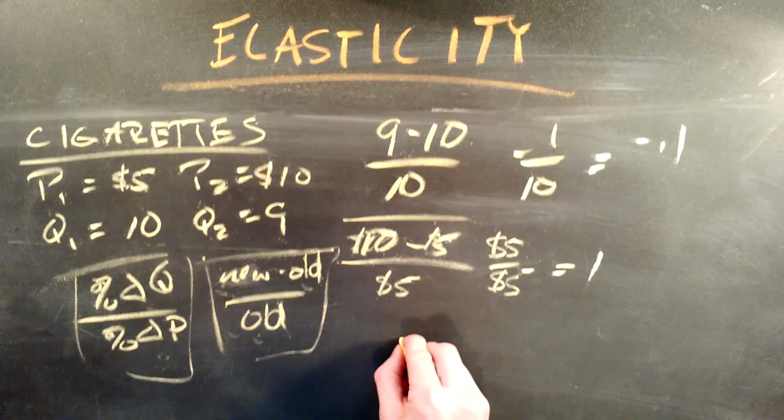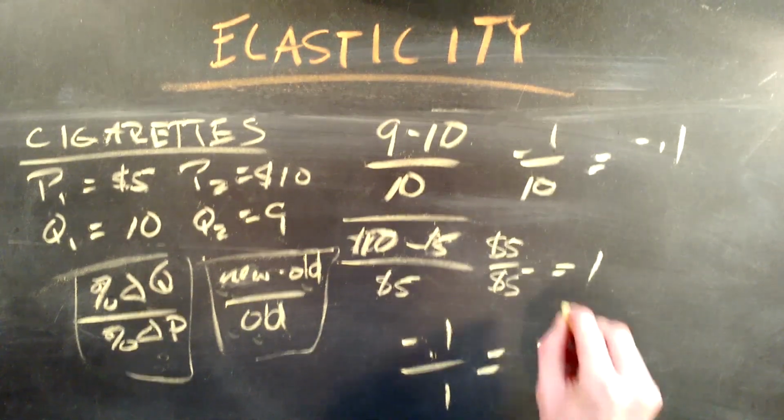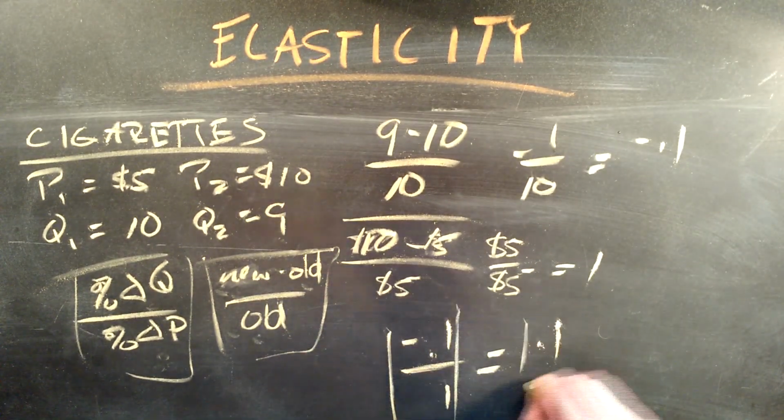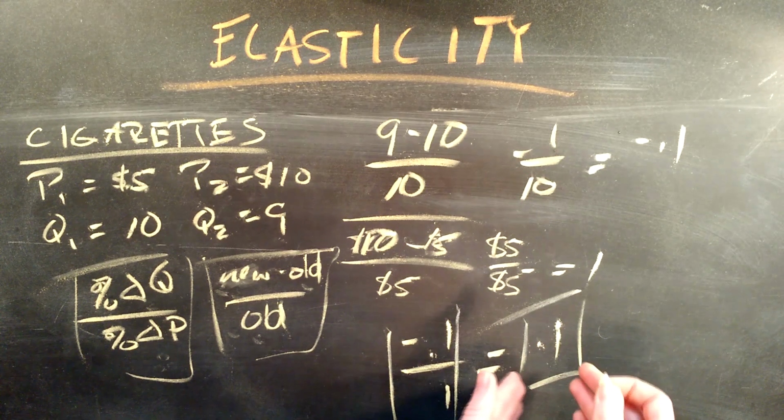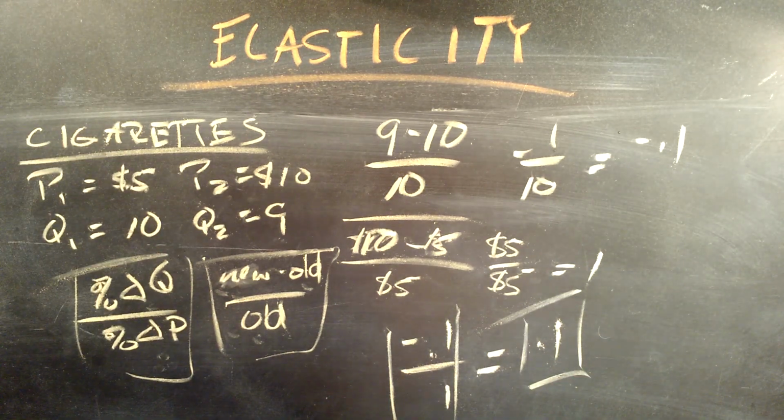So then we have negative 0.1 divided by 1 equals 0.1 if we take the absolute value of it and just worry about that. So 0.1 falls between 0 and 1. The demand for cigarettes is inelastic.